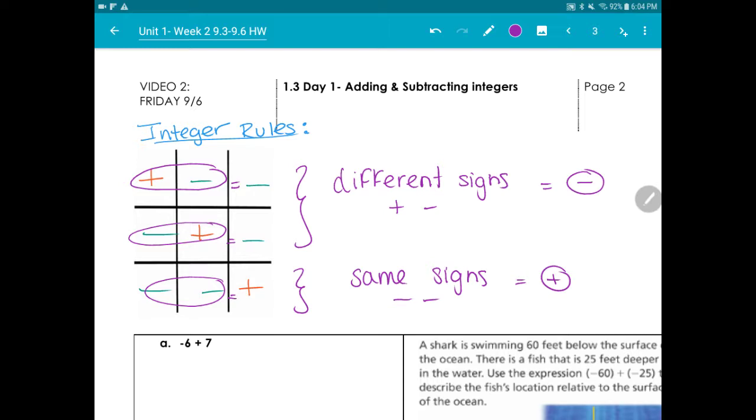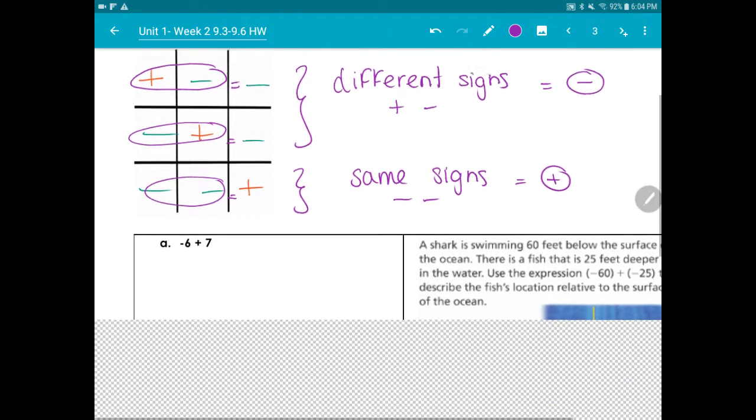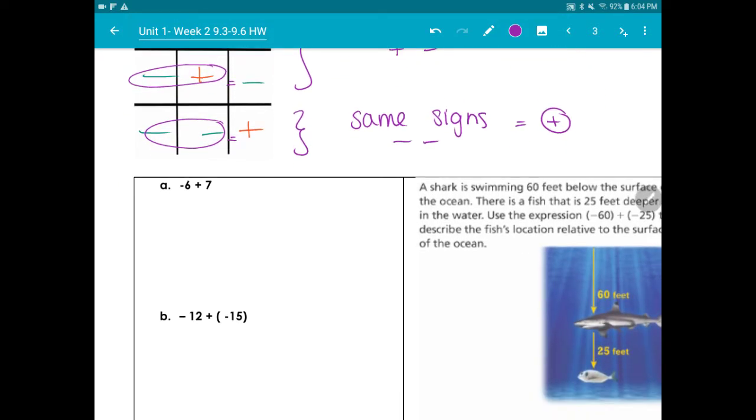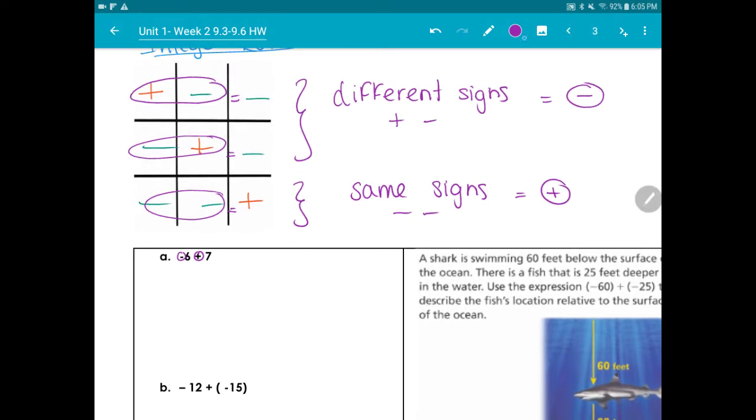All right, so let's look at example A at the bottom here. I have -6 and +7. So -6 and +7, these are different signs. So different signs means I need to subtract. So for a minute, I'm going to forget about what the numbers have in front of them. I'm going to just think about 6 and 7, and I'm going to subtract those. So when I subtract those, how many are left? I'm left with 1.